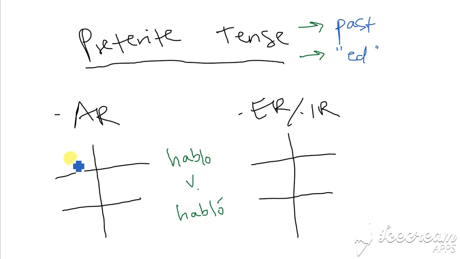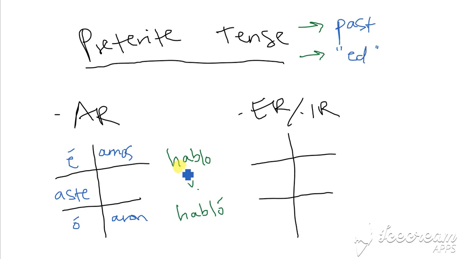Okay, so for the AR conjugations, it's going to be é, aste, ó, amos, aron. So just like anything else, you're going to take off the AR ending and then you're going to add these on for yo, tú, él, ella, usted, nosotros, ellos, ellas, ustedes. The accents are really important.